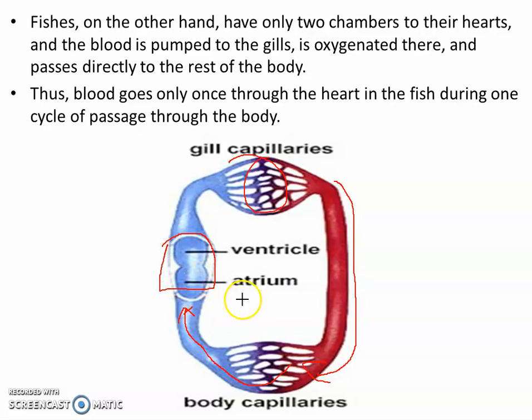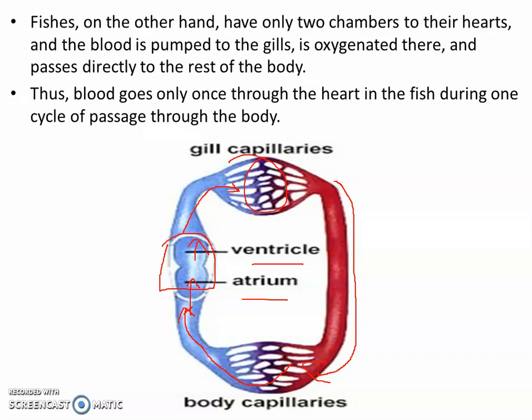So what are the two chambers? One is the atrium and the other one is the ventricle. So this deoxygenated blood will enter into the atrium first, and then it moves to the ventricle, and from the ventricle it is pumped to the gills again. Okay, so this is how the fishes are able to carry out the circulation process with the help of the heart.